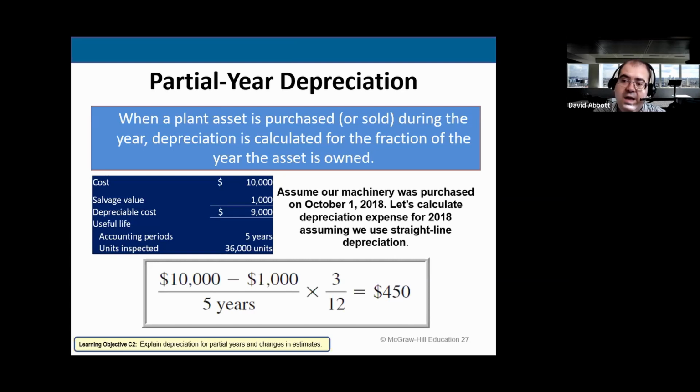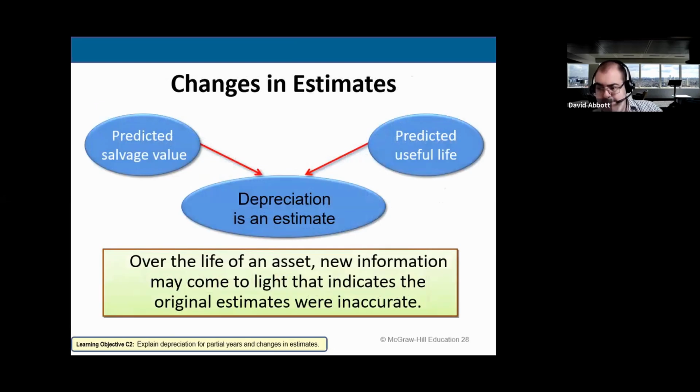So you would just take the amount per year and multiply by the percentage of the year, however many months it was. So in this case, 3 over 12. So you get the amount of depreciation expense over that period.